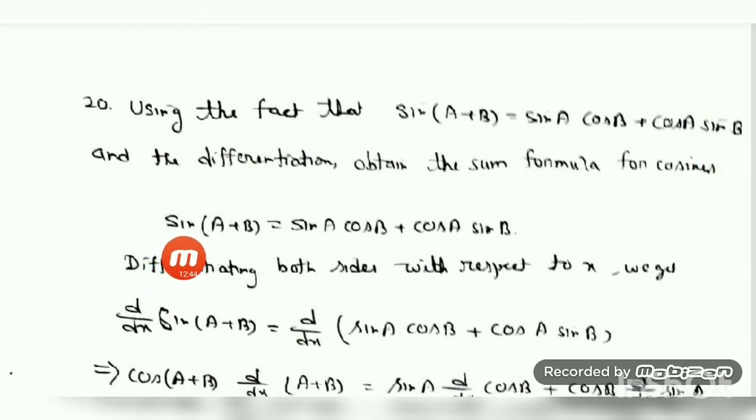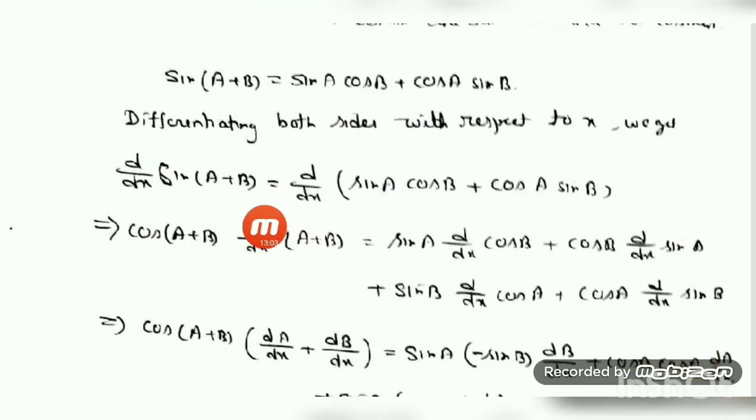What is given here? Sine of a plus b is sine a cos b plus cos a sine b, which is known to you. Now we are going to differentiate it, because you have to use differentiation. Differentiating both sides with respect to x, what we have got, let us check. d/dx of sine of a plus b is equal to d/dx of this right hand side. Then I just did the differentiation.